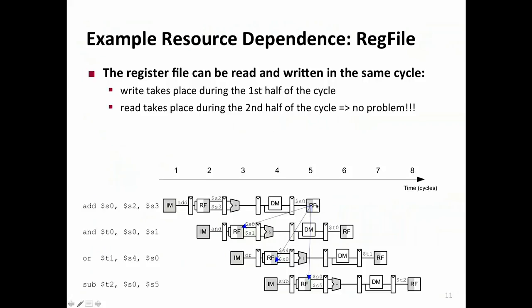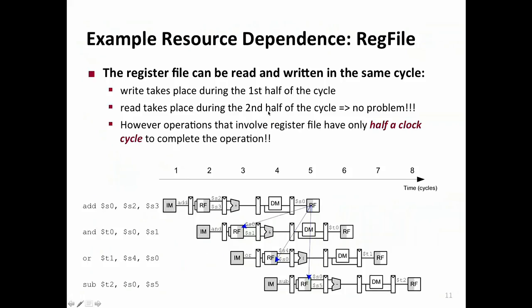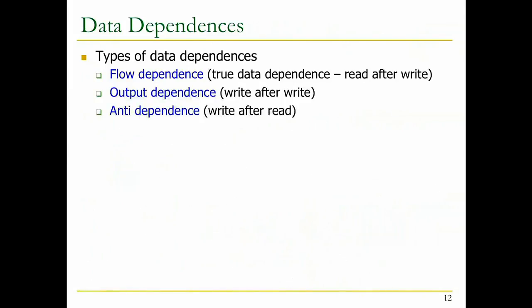Let's pull back a little bit. Basically, we're going to assume that write takes place during the first half of the cycle and read takes place during the second half of the cycle. So if you have this kind of design, the problem is now operations that involve the register file have only half a clock cycle to complete the operation. People have done this sort of design. That's okay.